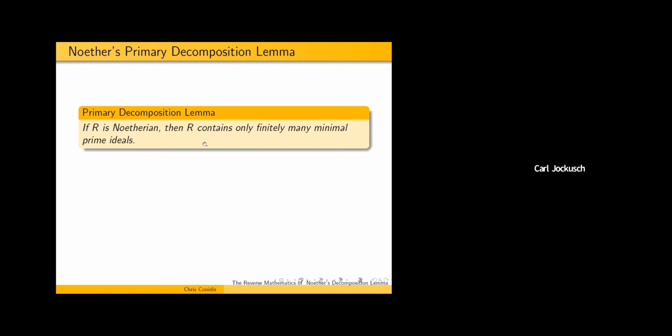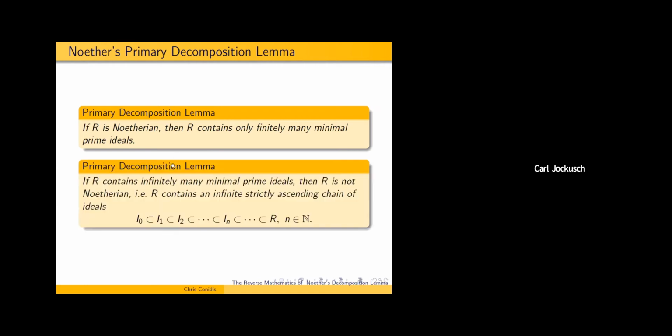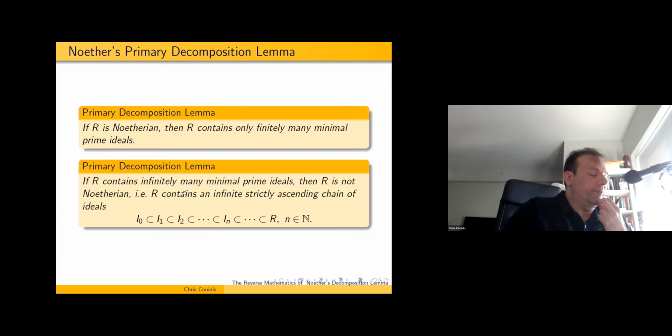Question? Yeah. Could you remind me what a Noetherian ring is? Does this have to do with descending chain condition or something? Yes. A ring is Noetherian if it satisfies the ascending chain condition on its ideals. So you can't have an infinite, strictly ascending chain of ideals in a Noetherian ring.